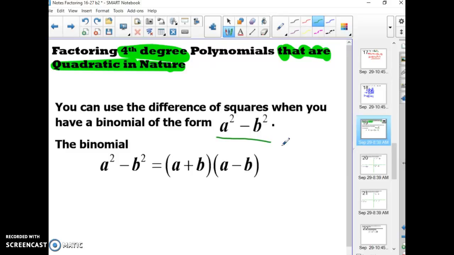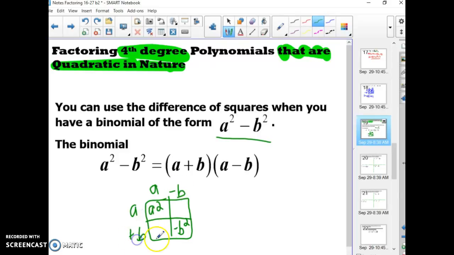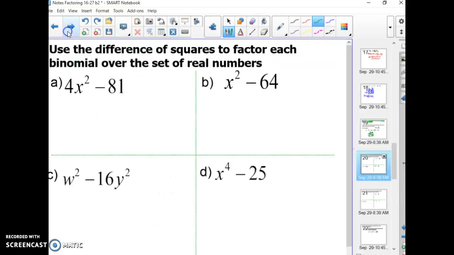That's going to factor into this because when I go to a box, I get this a squared value here, and my b squared, but that's a negative. It splits up evenly, but I need a negative b and a positive b to make it work. So we're going to go do a few examples.